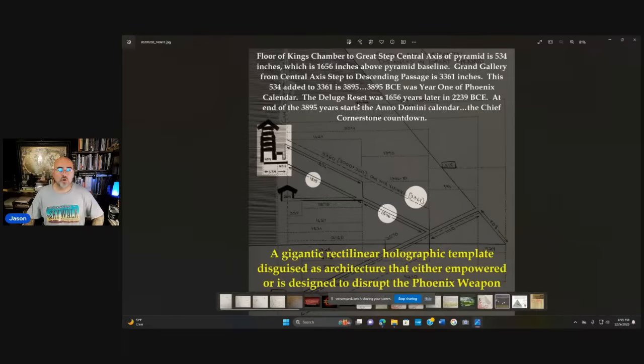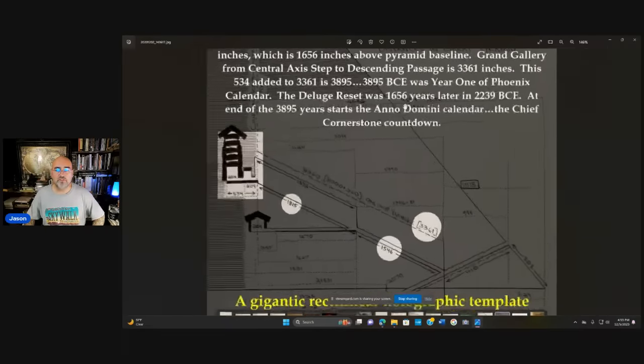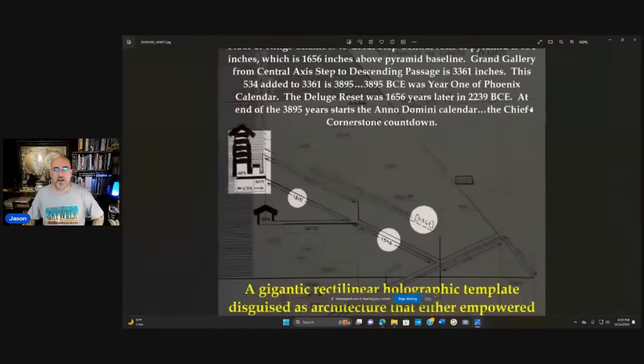Now, the deluge reset was 1656 years later in 2239 BC. At the end of the 3895 years starts the Anno Domini calendar that we're in now. But I've already showed you, it really didn't start till after 526 AD to hide the 552-year Phoenix cycle. But that's a whole different video.